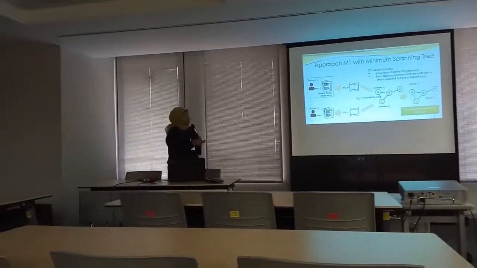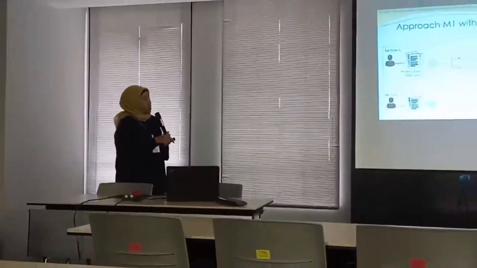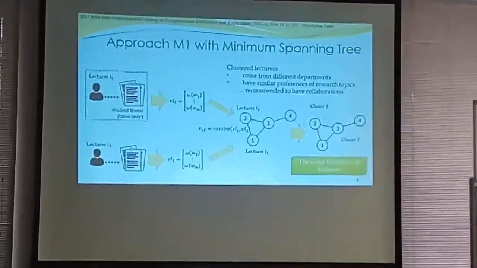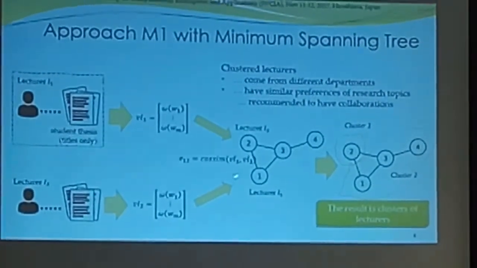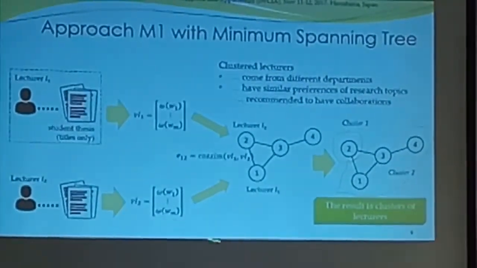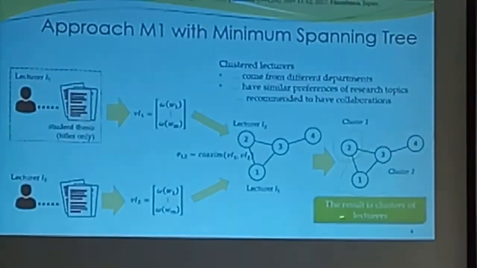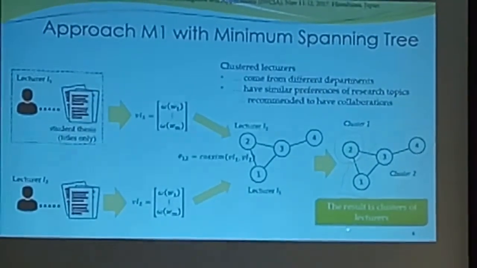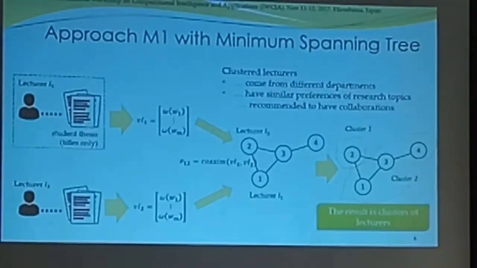The first approach uses a minimum spanning tree, which is a graph version. This has some reference to another paper, but I forgot to mention the reference. Basically, the lecturer has a collection of student theses, but only the title part. From this collection, we create a vector for the lecturer. Then all of those are presented in a graph, and we cluster the lecturers using standard cosine similarity between the vectors of lecturer 1 and lecturer 2. The result is a cluster of lecturers, not a cluster of topics. For M2, M3, and M4, the result is a cluster of topics, and then we are going to compare the results.